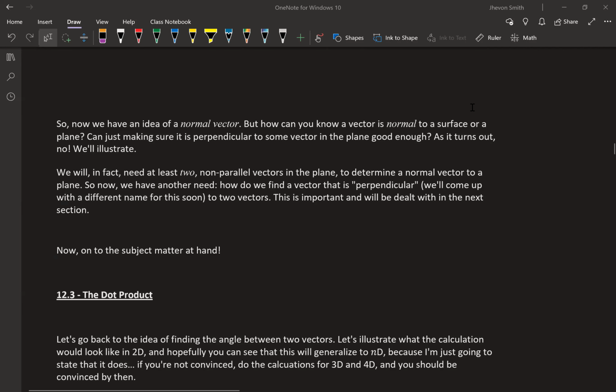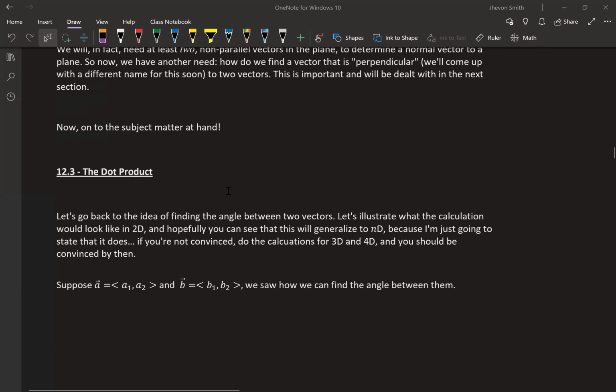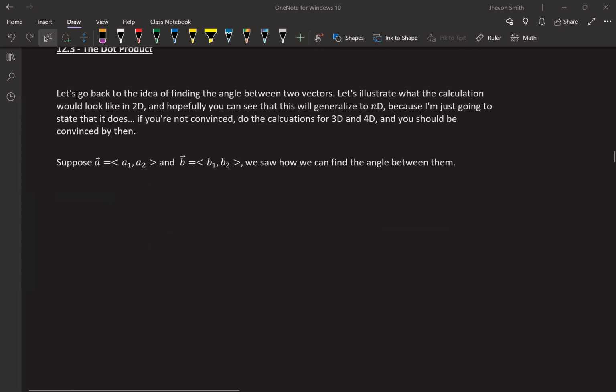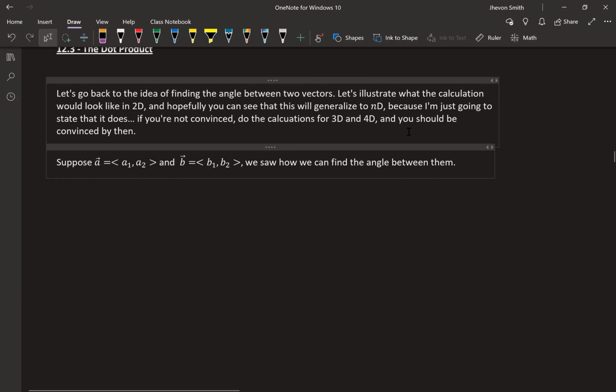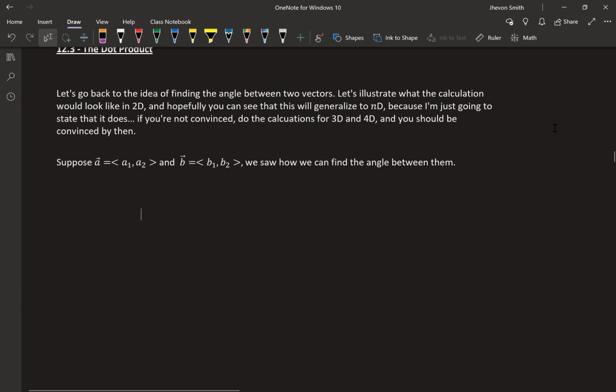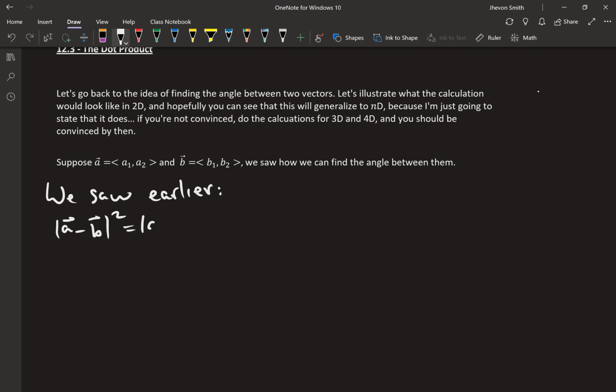let's actually talk about the dot product, finally, right? So let's go back to the problem of finding the angle between two vectors. Okay? All right. How would you actually go about doing this? Well, we actually saw earlier that if I took A minus B squared, we could find this.